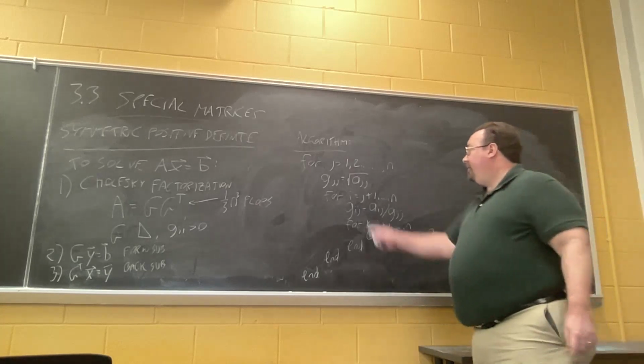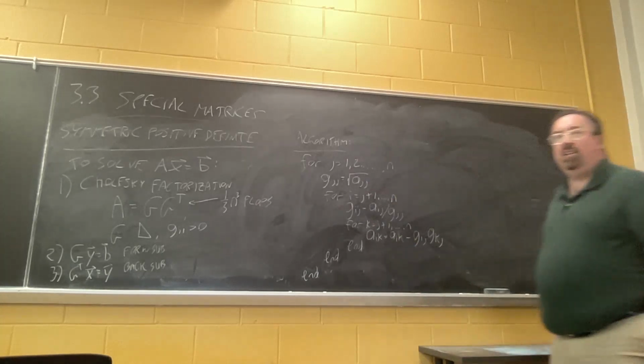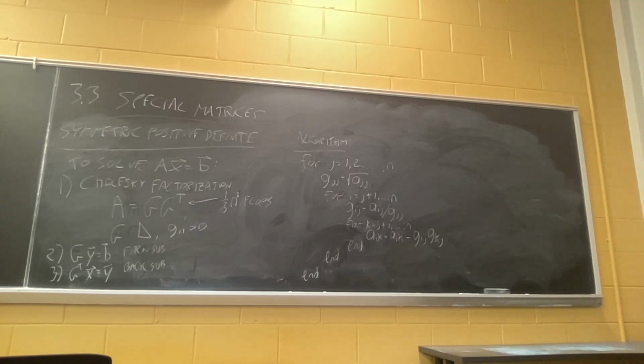So this entry that we're taking the square root of, the first time around it's the original A11, but every iteration after that, it's an updated diagonal entry that we're taking the square root of. Okay.